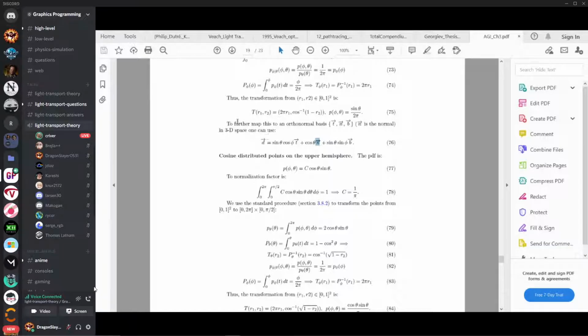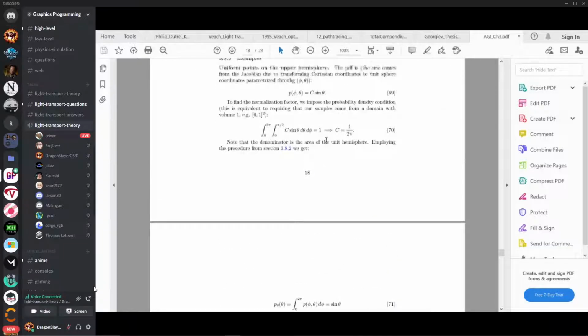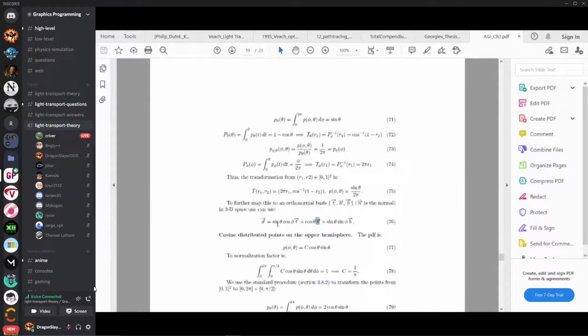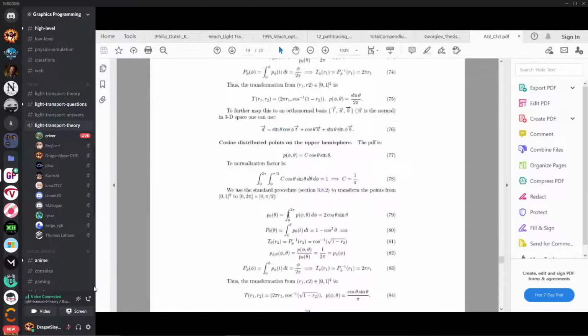So that was an example of how to sample just uniformly on the unit hemisphere, and this also gave you the transformation from two random numbers to a direction. So that's how you pick a direction if you want to bounce your rays around, basically to choose the next direction of the ray after it bounces off something.